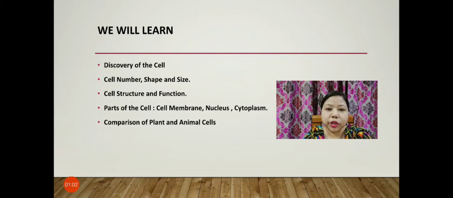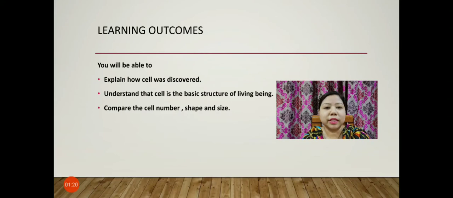After this chapter, you'll also be able to explain the parts of the cell: membrane, nucleus and cytoplasm. And you will also be able to compare between the plant and the animal cell. So let us begin today's class.